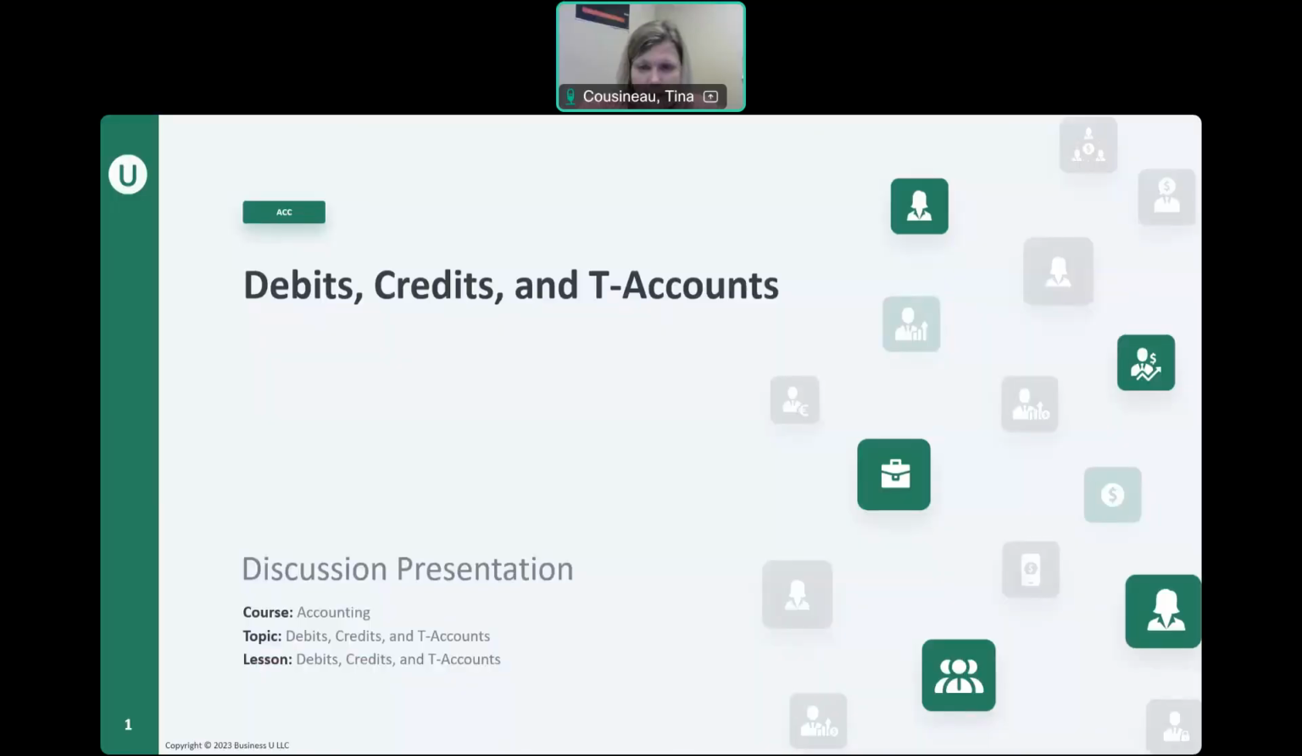Debits, credits, and T accounts with Mrs. C. Today we're going to talk about how debits and credits impact the accounting equation and how T accounts can be used as a visual representation of the transactions that impact a business.